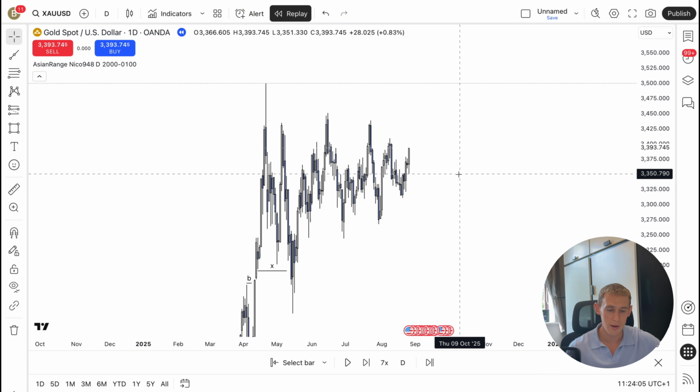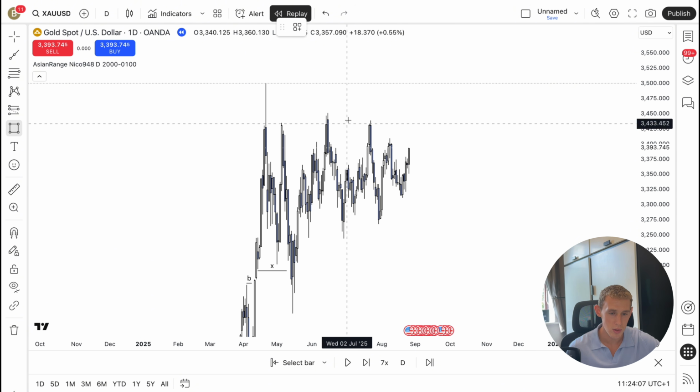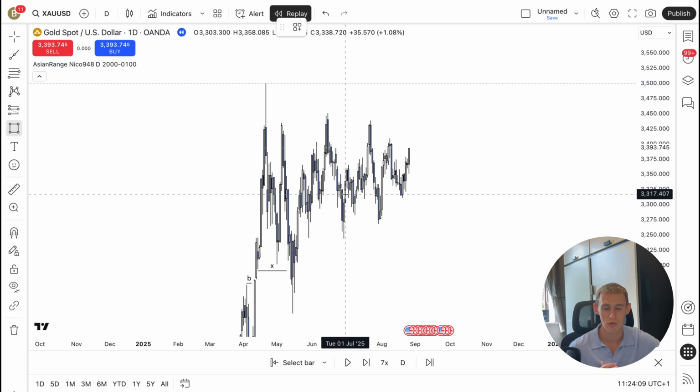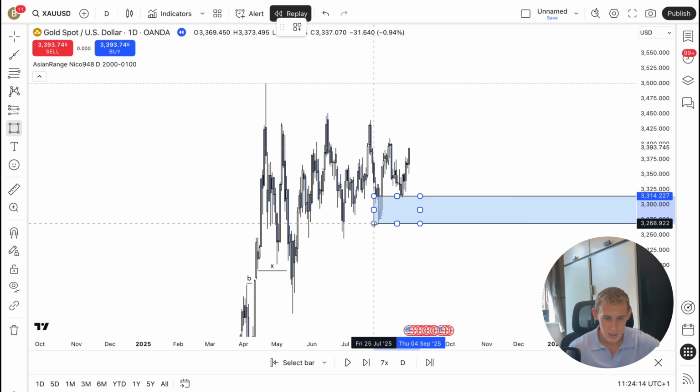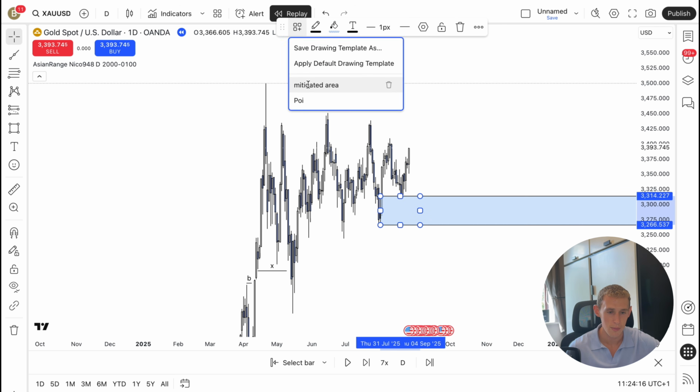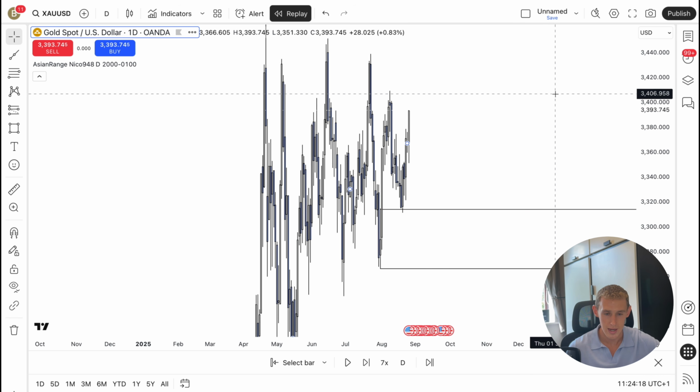So crucially, what I want to focus on here is how price was overall in this consolidation. There wasn't really too much of a clear direction, but price had retraced down, and notice how it's impulsively reacting from this area of daily demand.